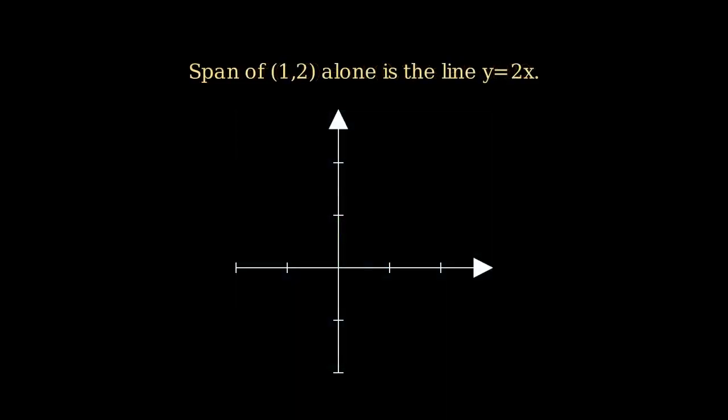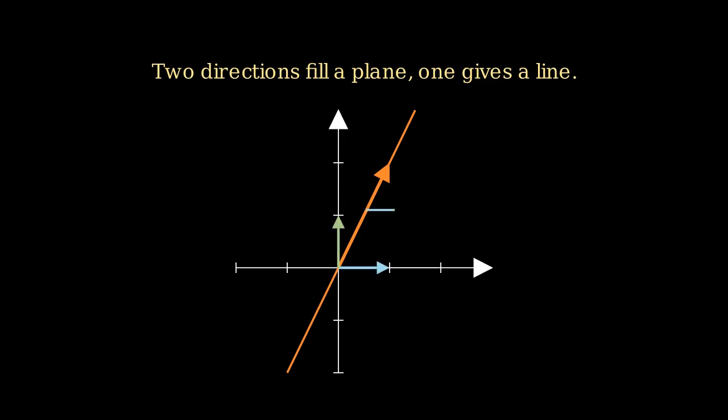Second picture, span of just the single vector 1, 2 in the real numbers squared. Here, c times the vector 1, 2 equals the vector c, 2c for every value of c. So the span is only the line y equals 2x passing through the origin. So two vectors that point in different directions can fill up the whole plane, while a single vector only ever sweeps out a line.